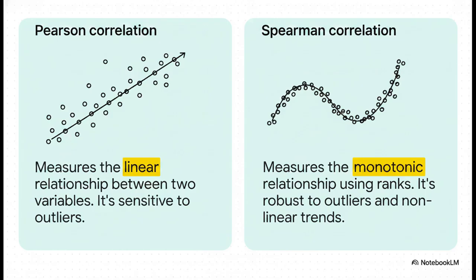You use Pearson when you expect a nice, clean, straight-line relationship. But if you have outliers or a relationship that isn't a straight line but generally trends in one direction, you show your expertise by saying, for this, I'd probably go with Spearman because it's based on ranks, not the actual values, which makes it much more robust to those kinds of issues.